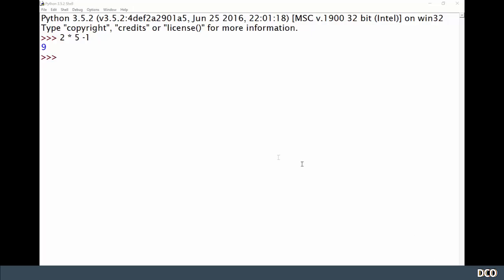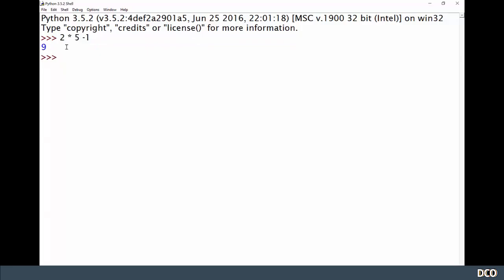And the reason why is because Python follows the BODMAS system. And in BODMAS, multiplication happens before subtraction. So what actually happened is Python did this multiplication first. It did 2 times 5 and got 10. Then it subtracted 1. 10 minus 1 is 9, which is the answer that we got.